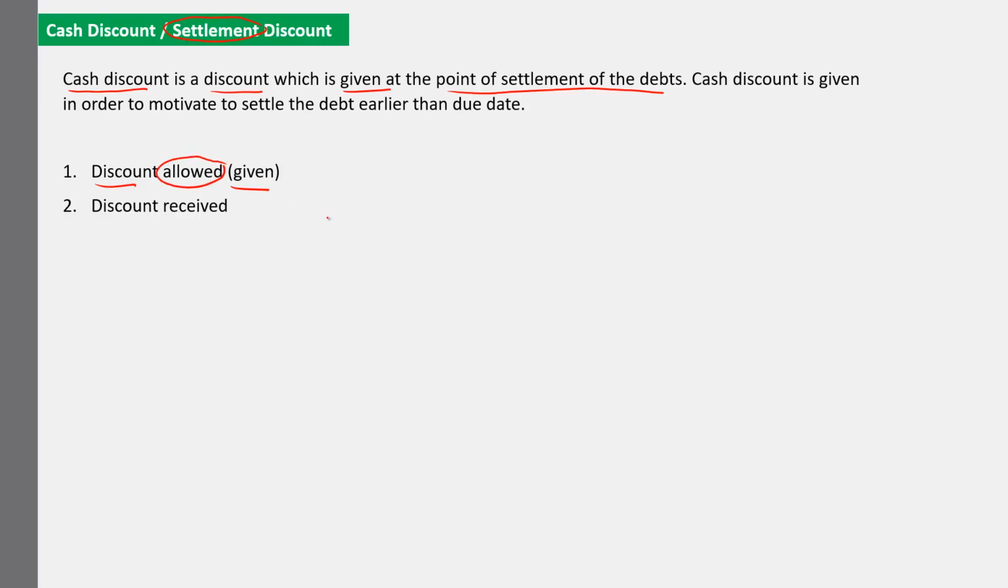That means sometimes you will give a discount to your customers when they are making cash payments to you. And there is another cash discount, which is discount received. That means when you are settling your suppliers, they will give you some discount. So for you to get a better understanding of this cash discount, let's do a set of questions. I am pretty sure once we are done with this set of questions, you will be perfectly okay with the trade discount separately and cash discount separately.